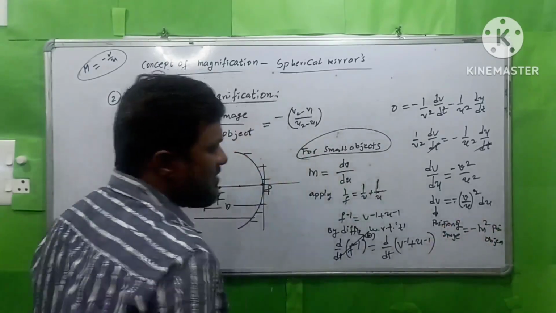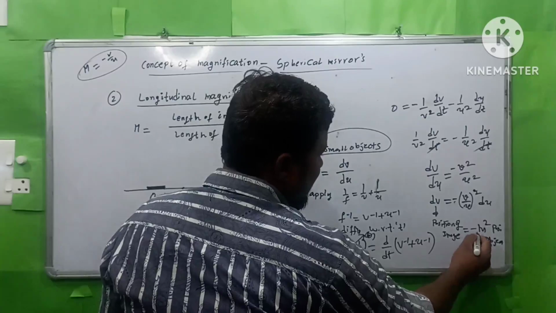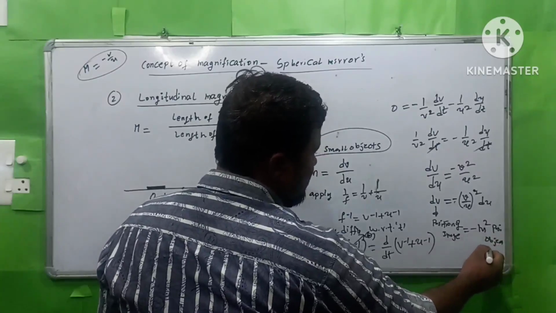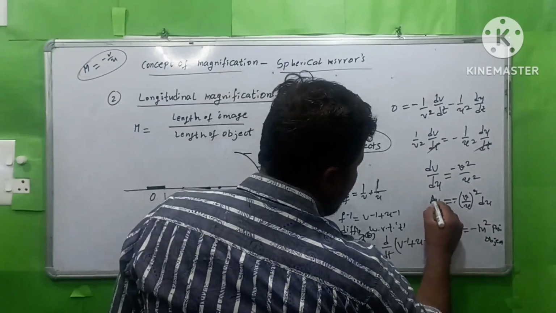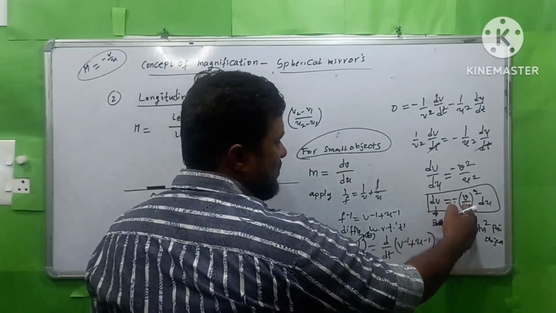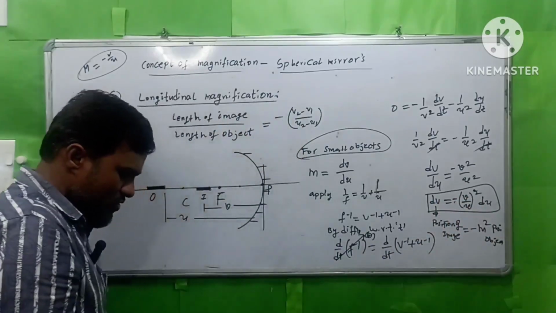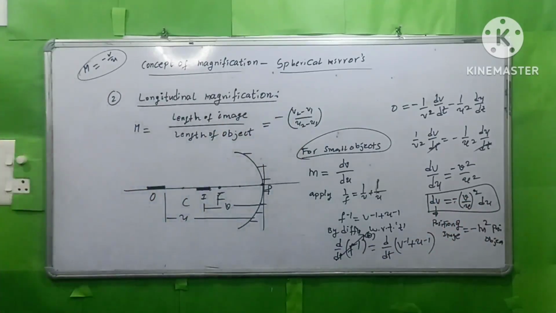So this is the final formula: the position of image is equal to m square times the position of object. Finally, you can use this formula: dv, the position of image, is equal to minus of (v by u) the whole square times the position of object. Next we will discuss areal magnification.